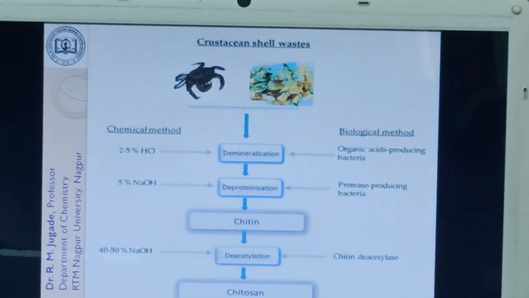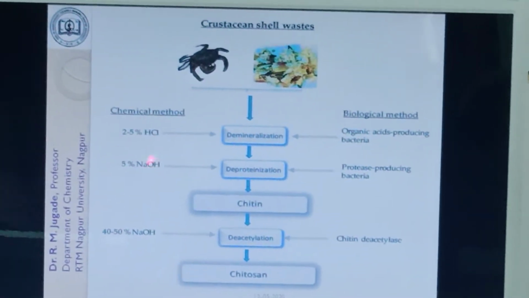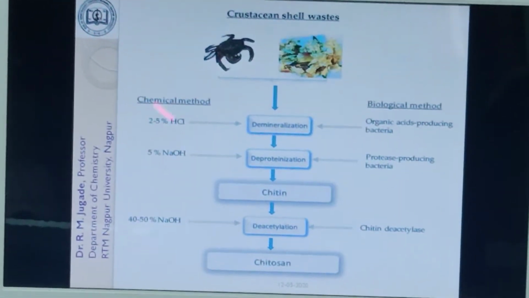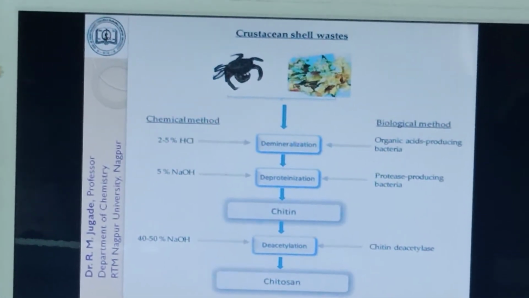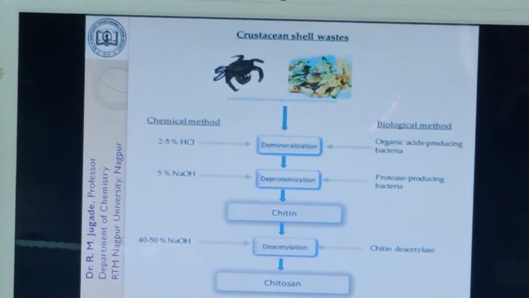Let us start with what is chitosan. Chitosan is actually the second largest available biopolymer in nature. It is obtained from the crustacean shell wastes. Chitosan can be obtained from the crustacean shell in two ways. One method is the chemical method and the second one is the biological method.